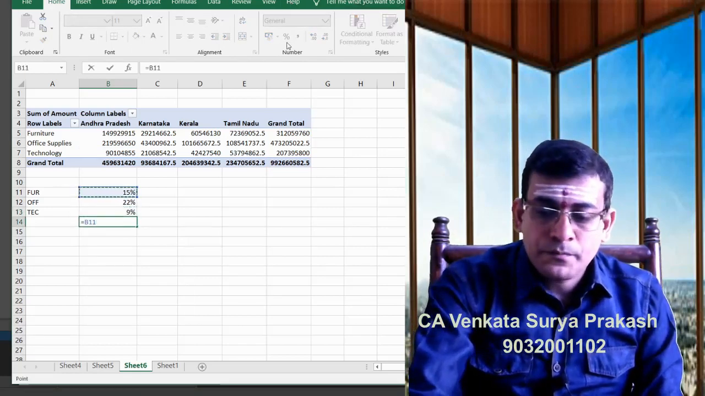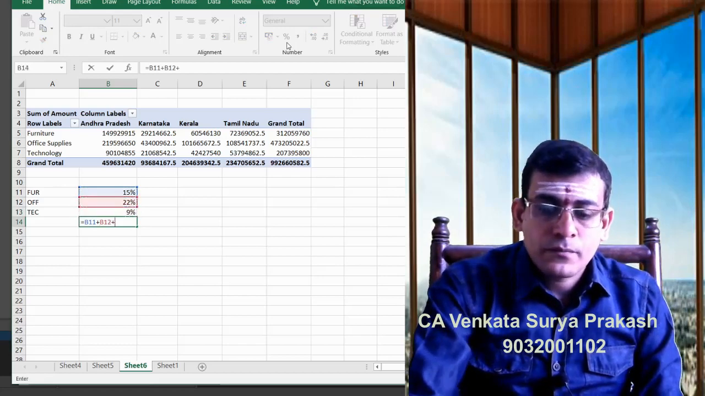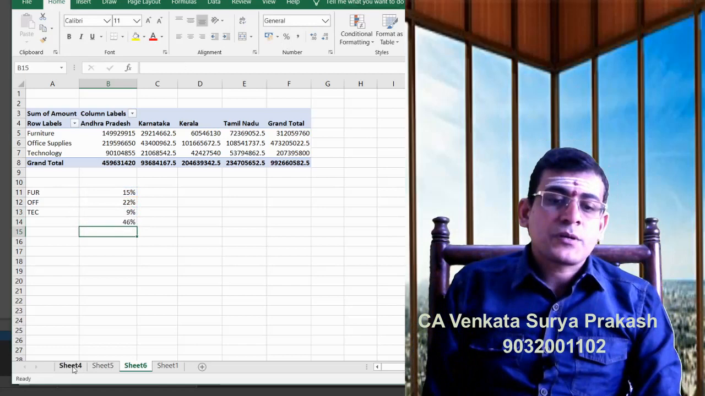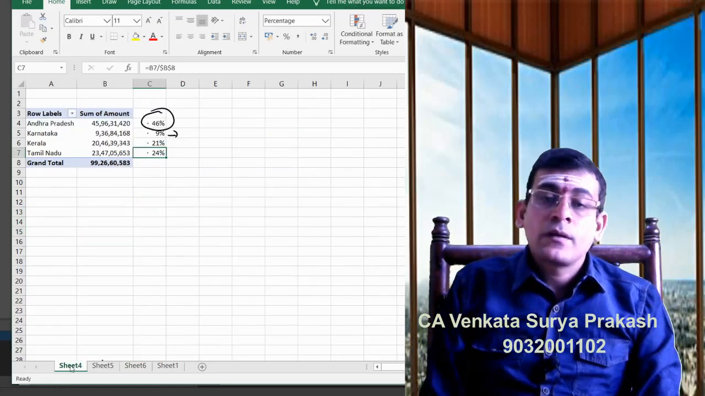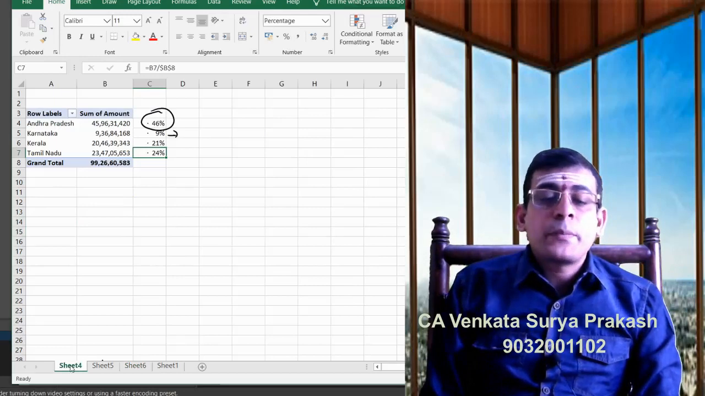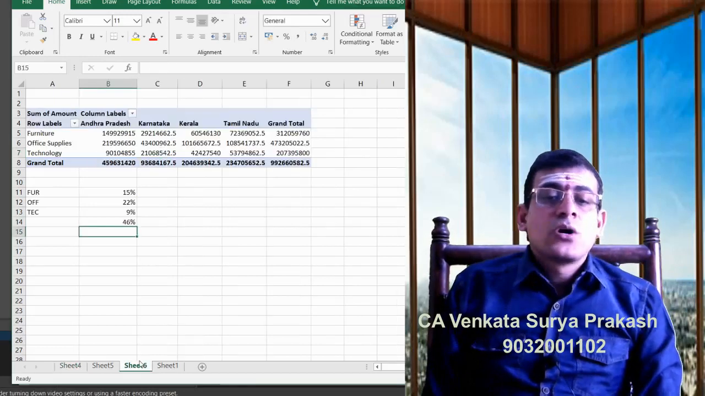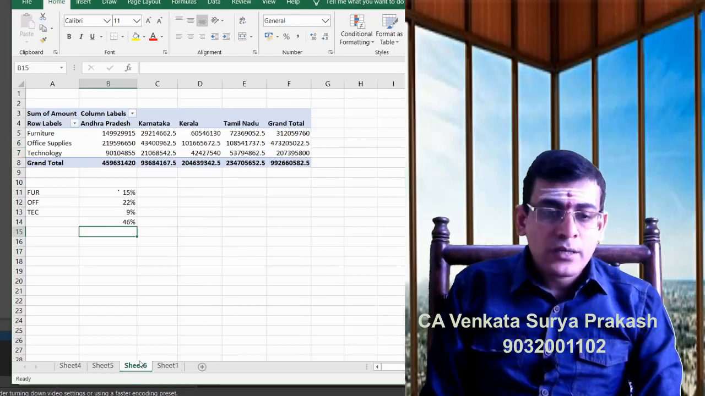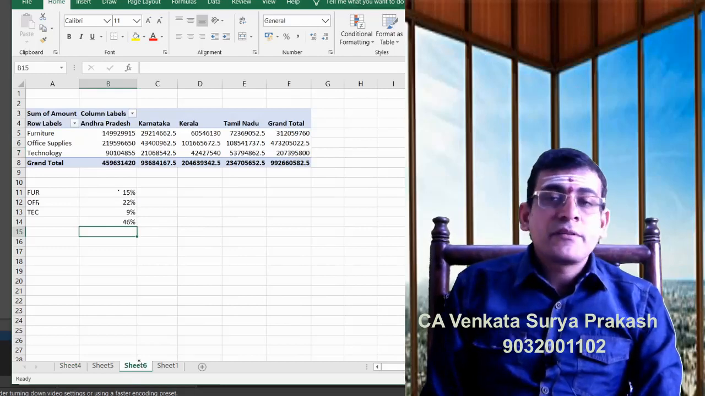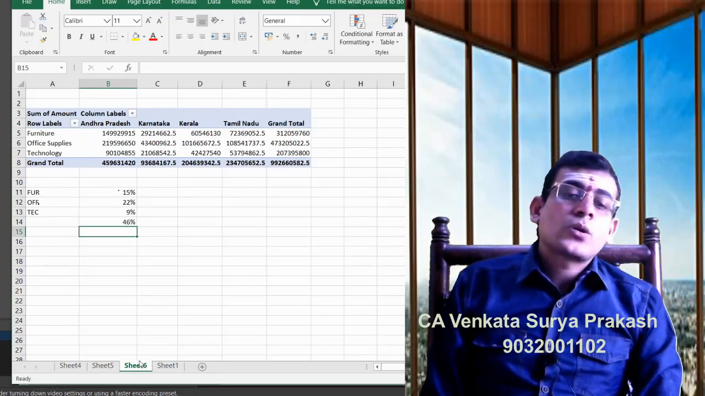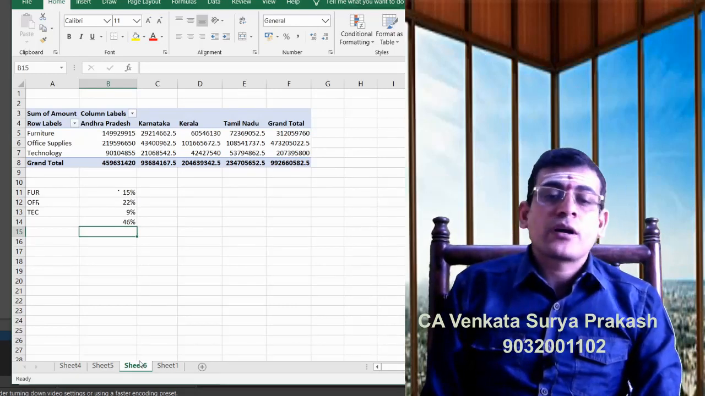Now, what is this total? This total is nothing but 46%. What is 46%? AP's share of the entire revenue, AP is getting a share of 46. What is the breakup of this 46? Furniture business is giving 15%, office supplies is giving 22%, technological business is giving 9%. So that's the total revenue share which you are getting from AP.